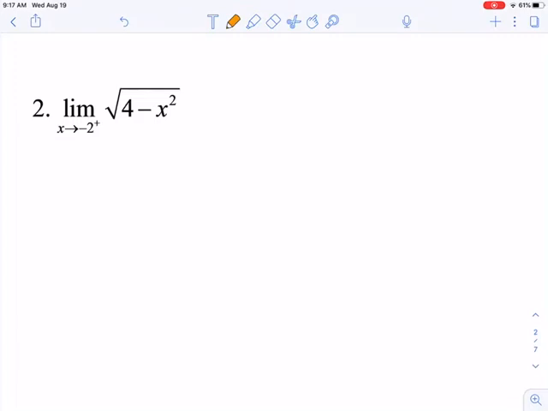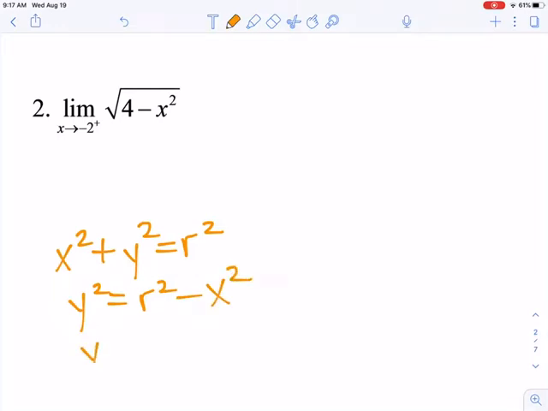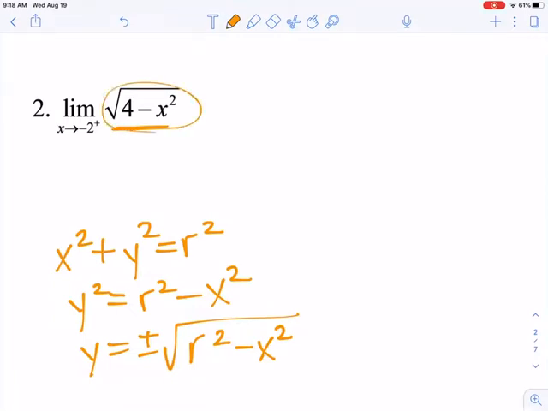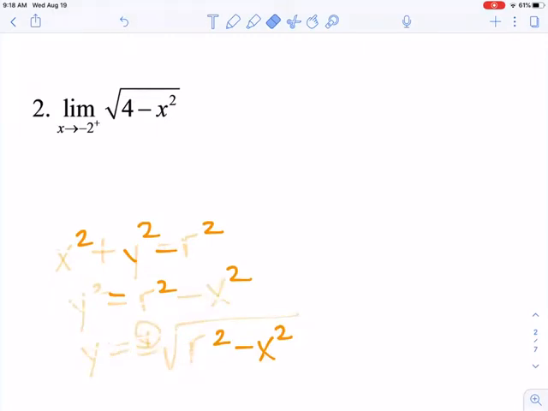Let's look at this one. This is a graph that I want you to recall and be familiar with. The equation of a circle is x squared plus y squared equals r squared. If we solve for y, we would subtract over our x squared, and then we would square root both sides. And remember, when we square root both sides, we would have that plus or minus. So notice how this looks similar. This right here is a semicircle. And since it's the positive semicircle, it's the one that is above the x-axis.